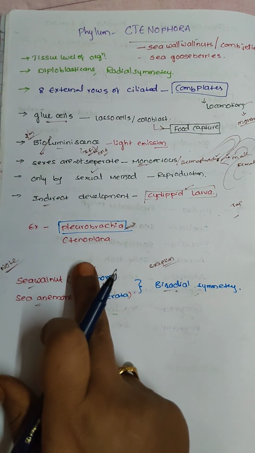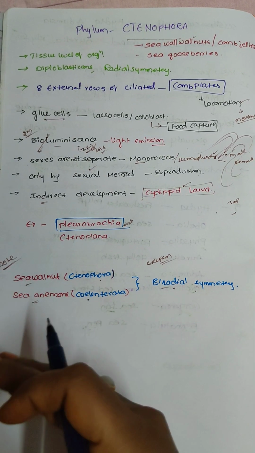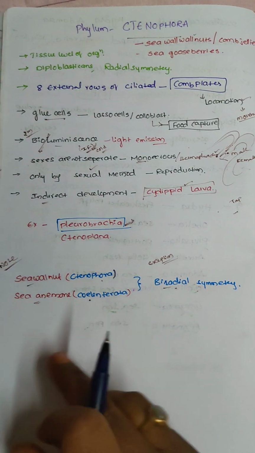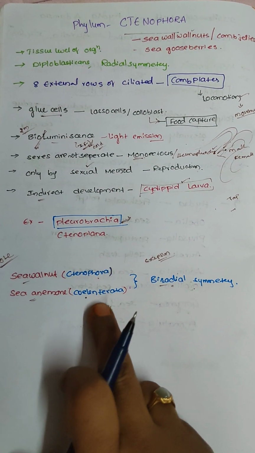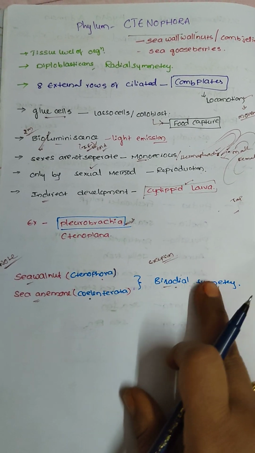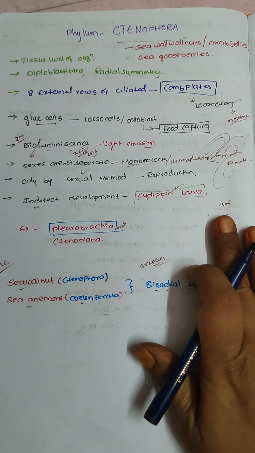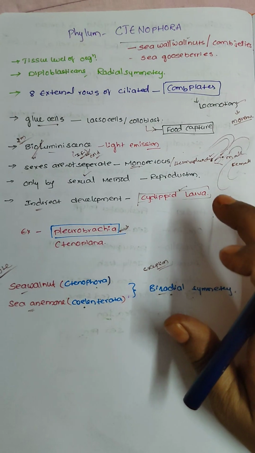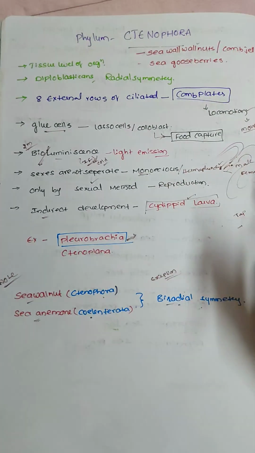Sea walnut and sea anemone do not belong to the same phylum. Sea walnut belongs to Ctenophora, but sea anemone belongs to the previous phylum, that is Coelenterata. These two show biradial symmetry. So remember the important features regarding the Ctenophora.